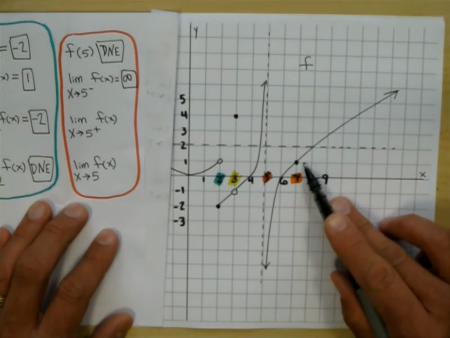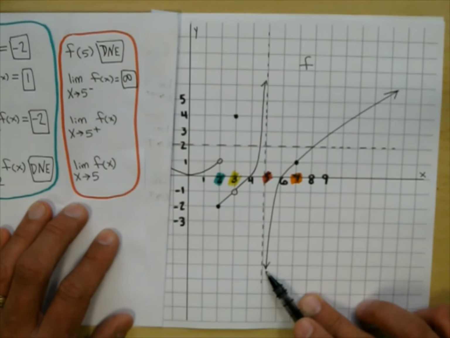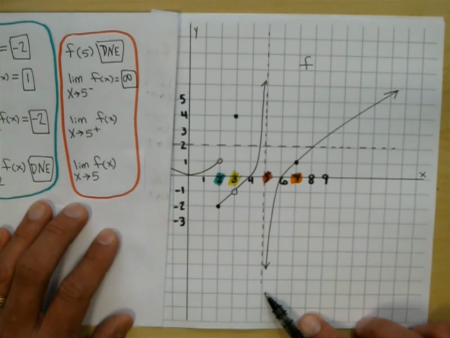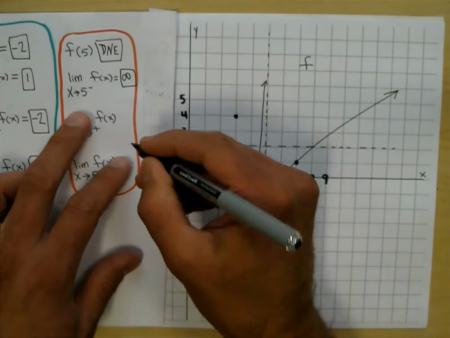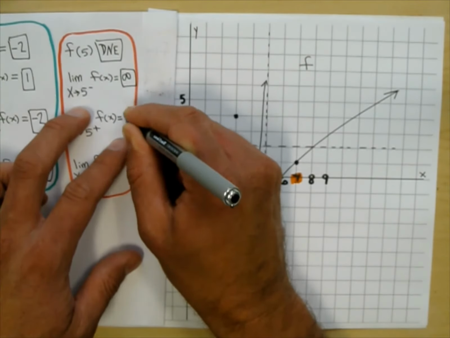Now, as you're approaching 5 from the right-hand side, where is this little bug going? Well, this little bug is going down, not to a particular y value, but he's heading off toward negative infinity.